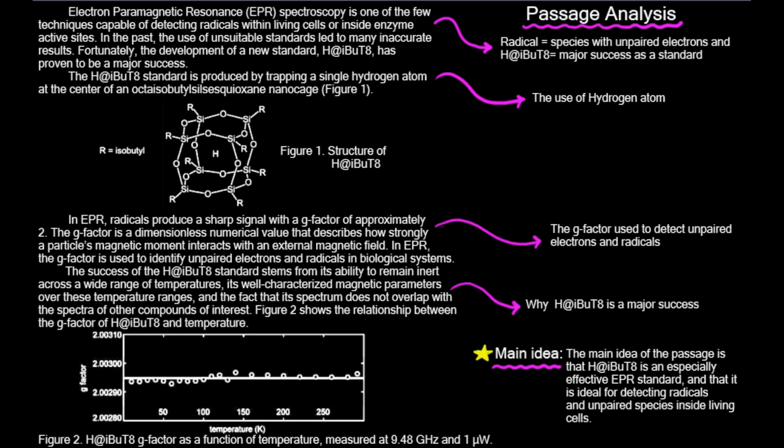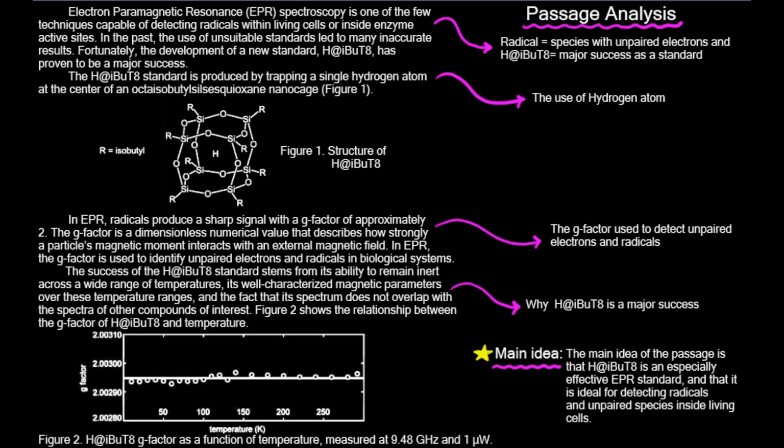In the third paragraph, the passage introduces the concept of the G factor and explains what it represents. This is new information. Here they say that the G factor is used to detect radicals and other species with unpaired electrons.